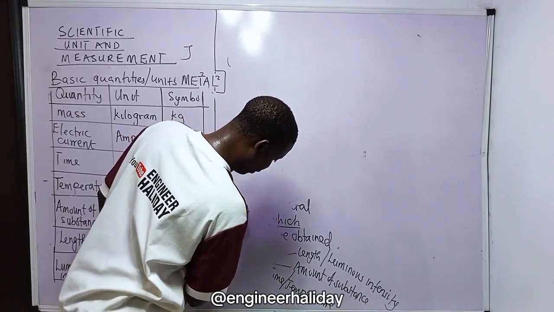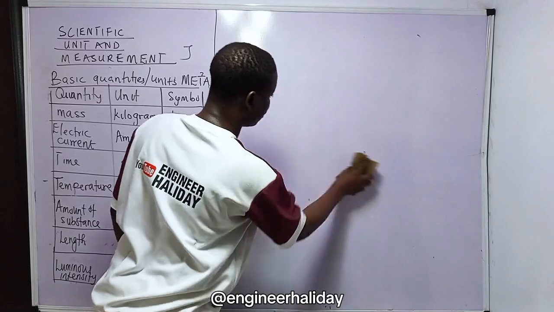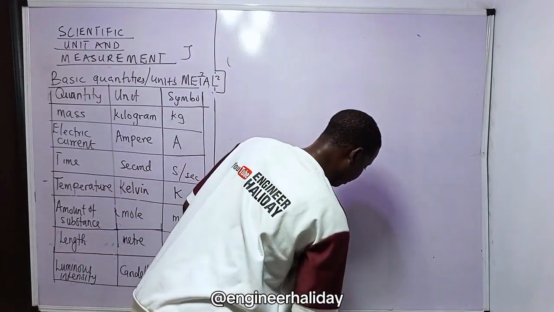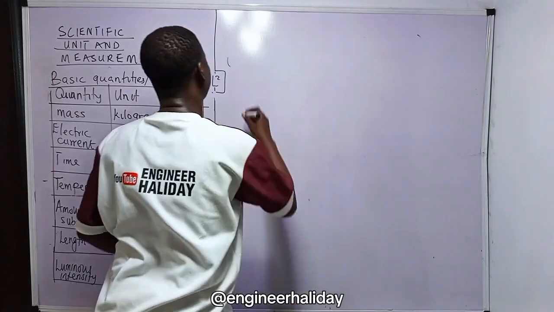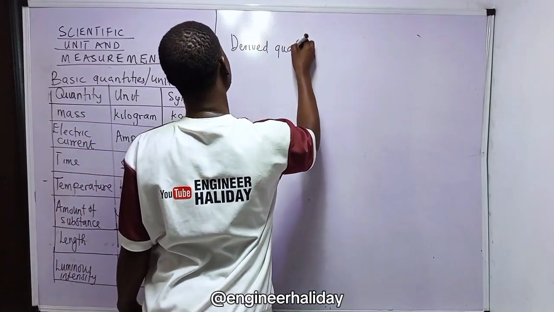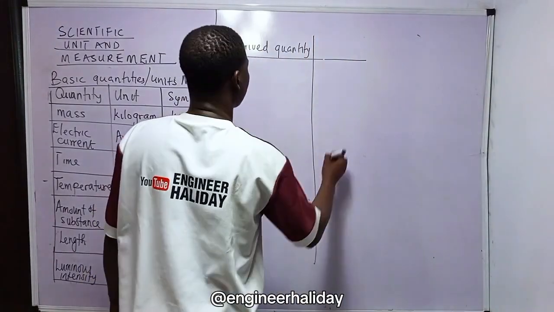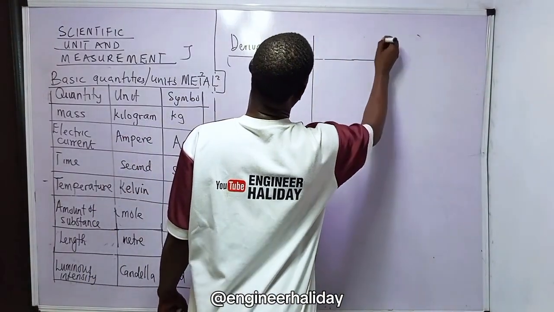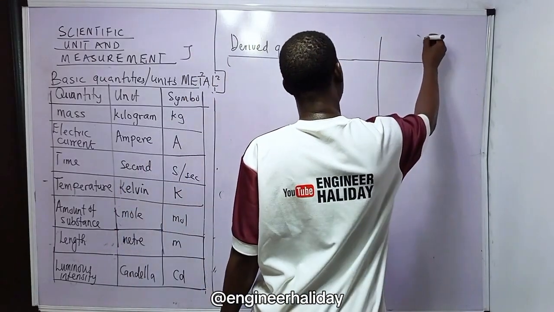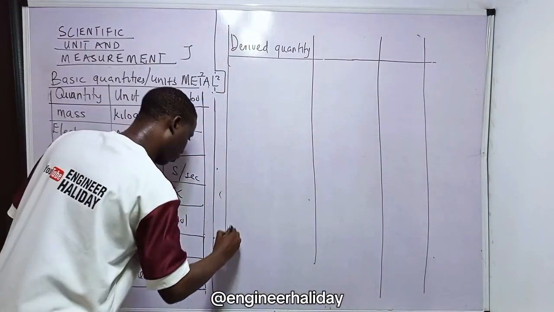But before I talk about derived, there's something I need to talk about. Those are basically, but let me talk about derived first. Derived quantity, so that we can end part 1 of this class. When we talk about derived quantities, there are several, and I want to talk about so many things about them.